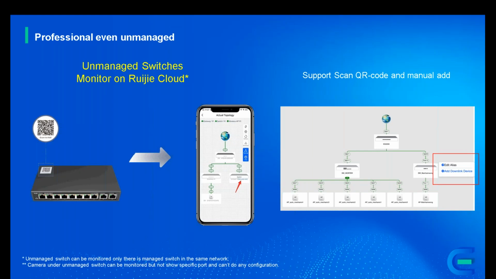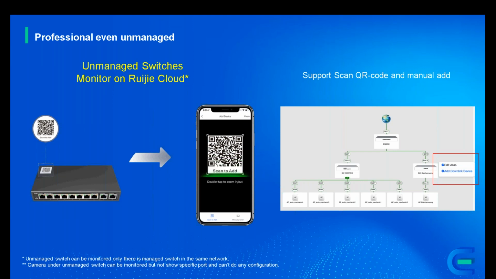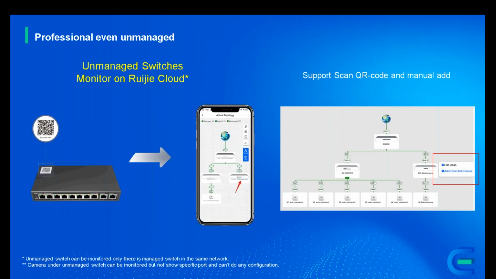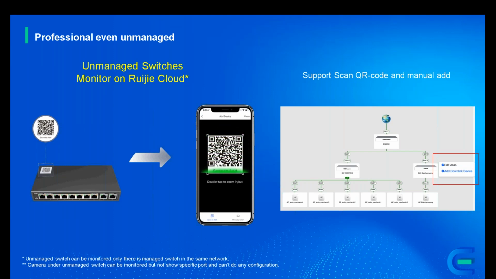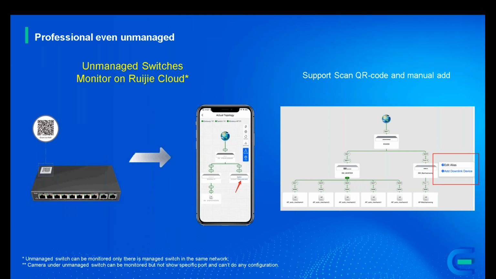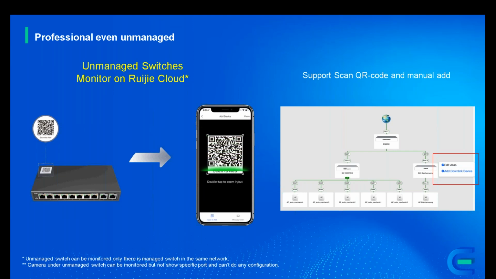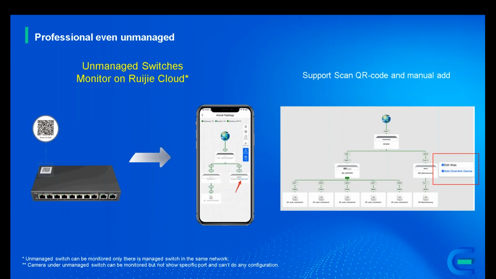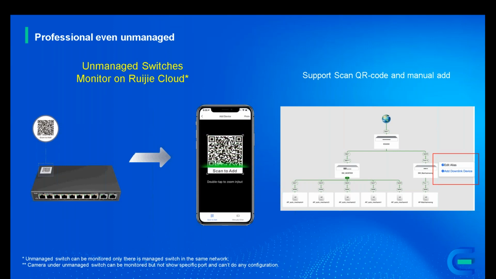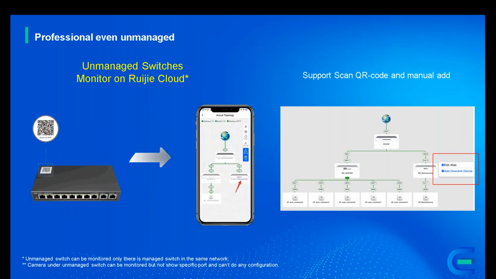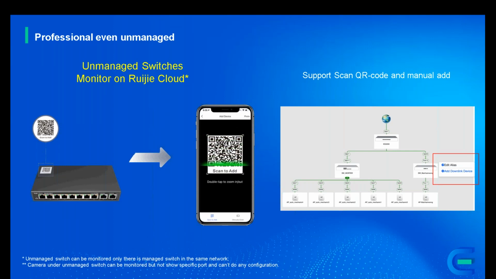We even have this option for unmanaged switches. Sometimes, for specific projects, you cannot use managed switches. So for unmanaged switches, we have the option to add them to the network. You can add the devices and monitor them on the network. Just for monitoring, you cannot configure anything extra like ports, because it's an unmanaged switch, but you can see the cameras connected through this switch. If for some reason you have to use an unmanaged switch, we have this option.